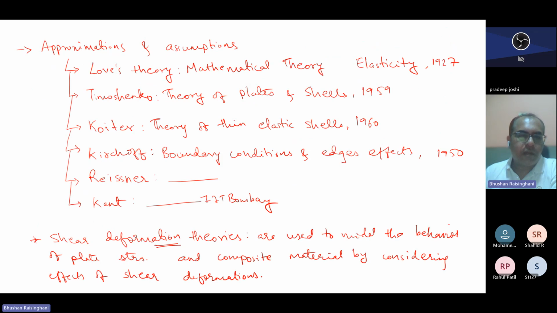These are the references that you should refer to, if you have to be more confident in using the shear deformation theories, at least for the first order as well.